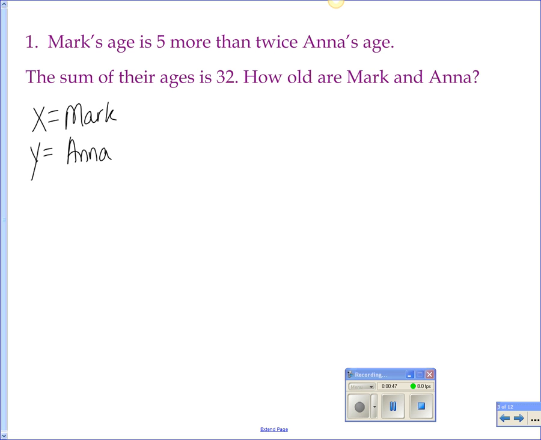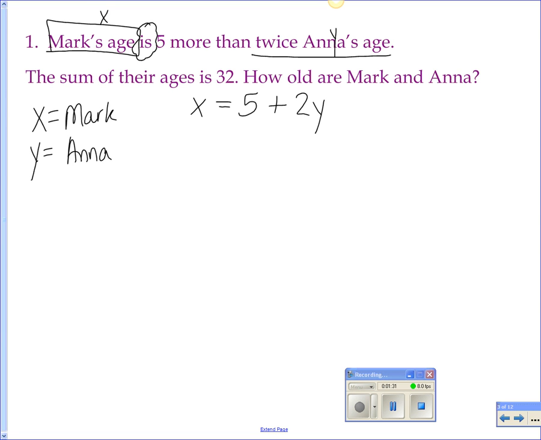Okay. Then it says Mark's age. What letter are we using for Mark? X. So I put an X because that's what it says. Mark's age, so I put an X. What do I put for is? Equals. How do I write 5 more than? 5 plus. How do I do twice Anna's age? 2y. Very good. Anna is y.